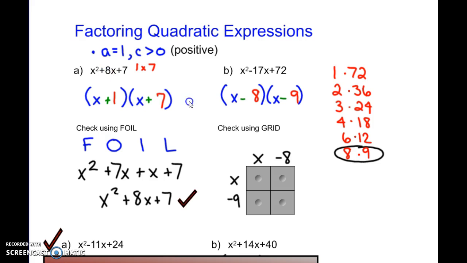Okay, let's use the grid method. Notice that I have brought down my x minus 8 right here and my x minus 9 here, and we're going to do the grid method. We're going to do x times x, that gives me x squared. I multiply negative 8 times x, x times negative 9, and negative 9 times negative 8. If I combine like terms there, you'll notice that I get x squared, which matches. A negative 8x plus a negative 9x is negative 17x, and then I have a plus 72. So that one checks out also.